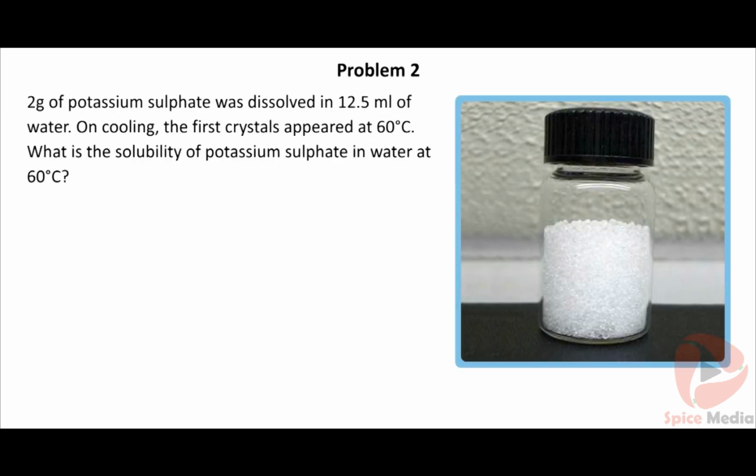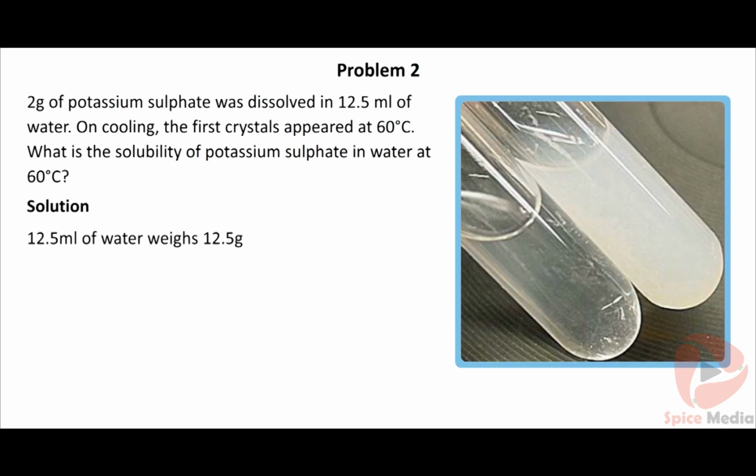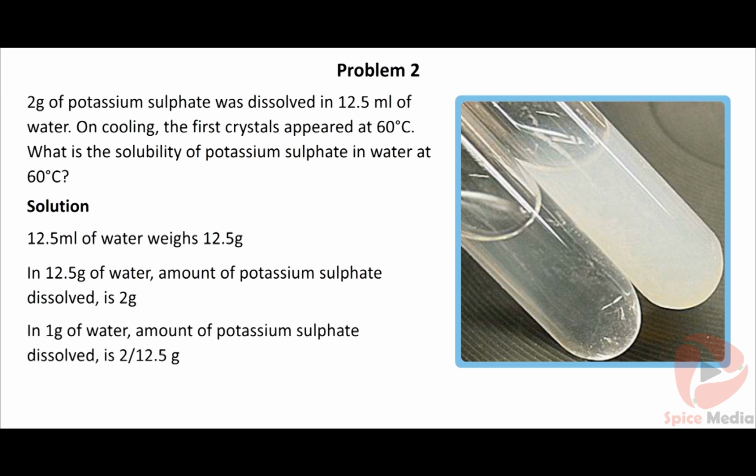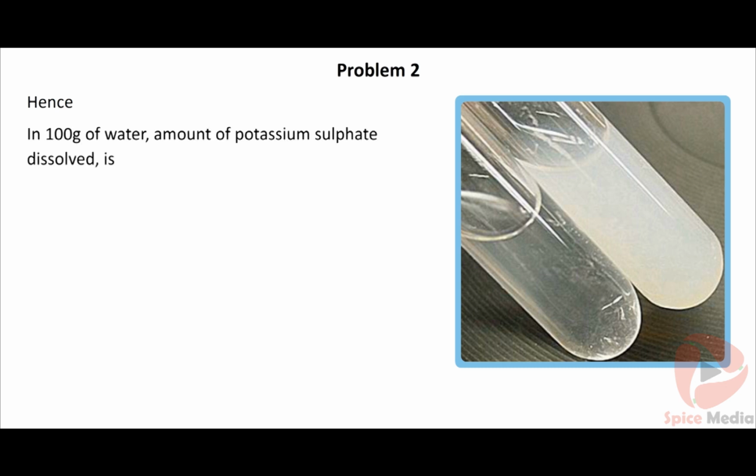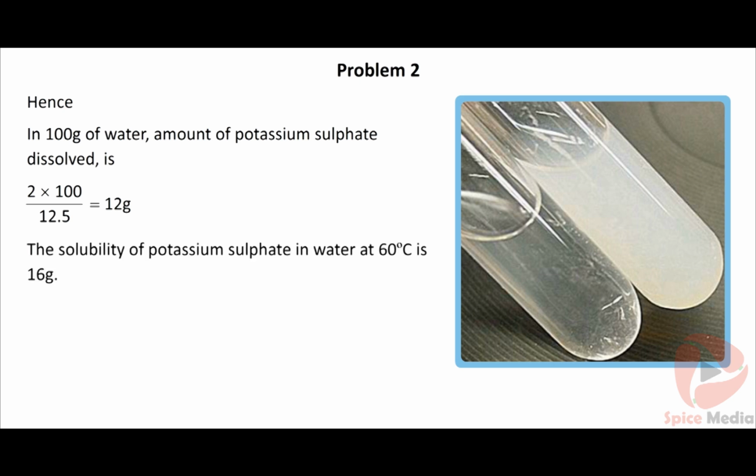2 grams of potassium sulfate was dissolved in 12.5 ml of water. On cooling, the first crystals appeared at 60 degrees Celsius. What is the solubility of potassium sulfate in water at 60 degrees Celsius? Solution: 12.5 ml of water weighs 12.5 grams. In 12.5 grams of water, amount of potassium sulfate dissolved is 2 grams. In 1 gram of water, it is 2 by 12.5 grams. Hence, in 100 grams of water, amount of potassium sulfate dissolved is 2 into 100 by 12.5, which is equal to 16 grams. The solubility of potassium sulfate in water at 60 degrees Celsius is 16 grams.